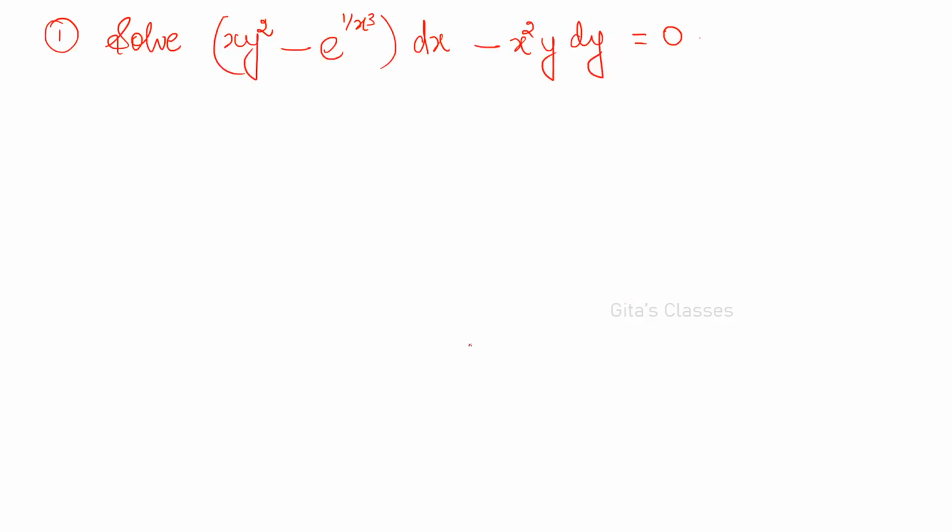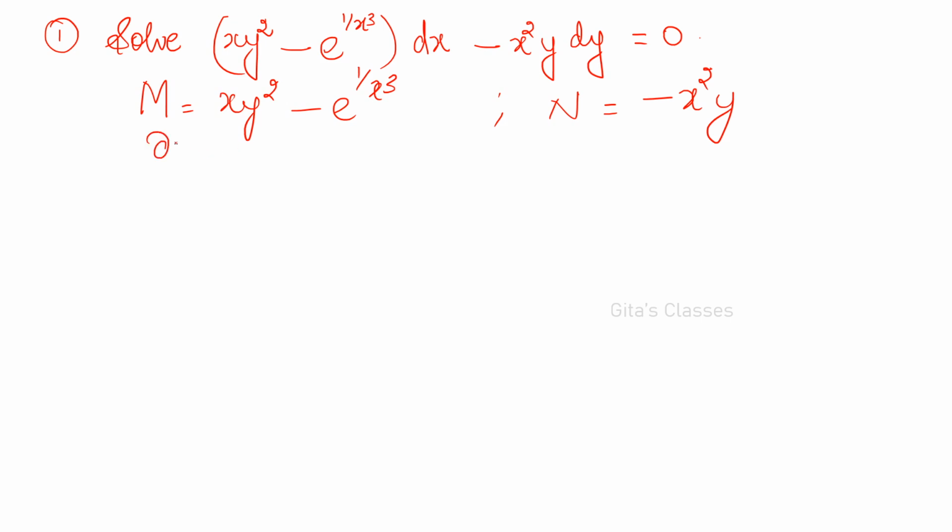Let us see problems. Solve (xy squared minus e power 1 by x cube) dx minus x squared y dy is equal to 0. Okay. So now what is M? M is equal to xy squared minus e power 1 by x cube is our M. And what is N? Minus x squared y, right?